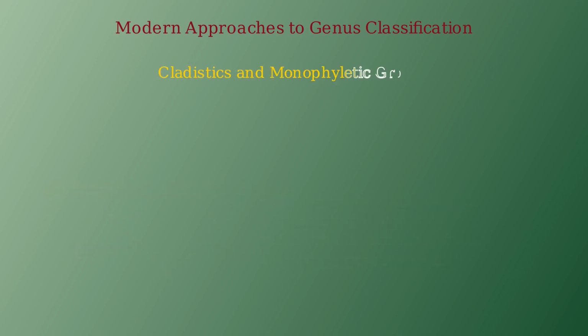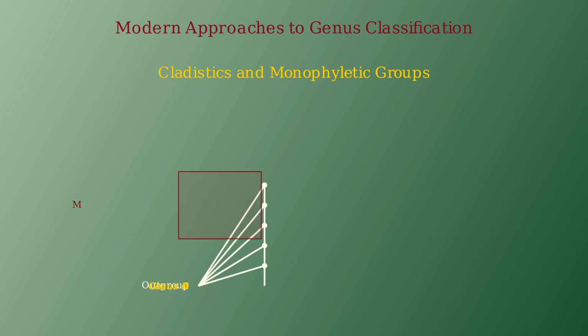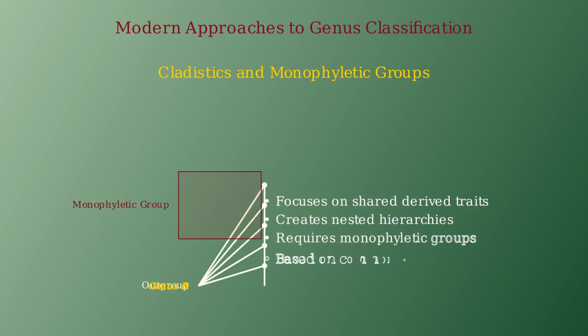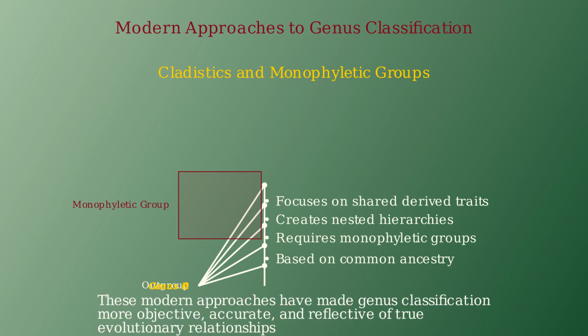Cladistics has become fundamental to modern genus classification. This approach requires that genera represent monophyletic groups, containing all descendants of a common ancestor. Collectively, these modern approaches have transformed genus classification from a subjective art to a data-driven science, creating taxonomic systems that better reflect the true evolutionary history of life.